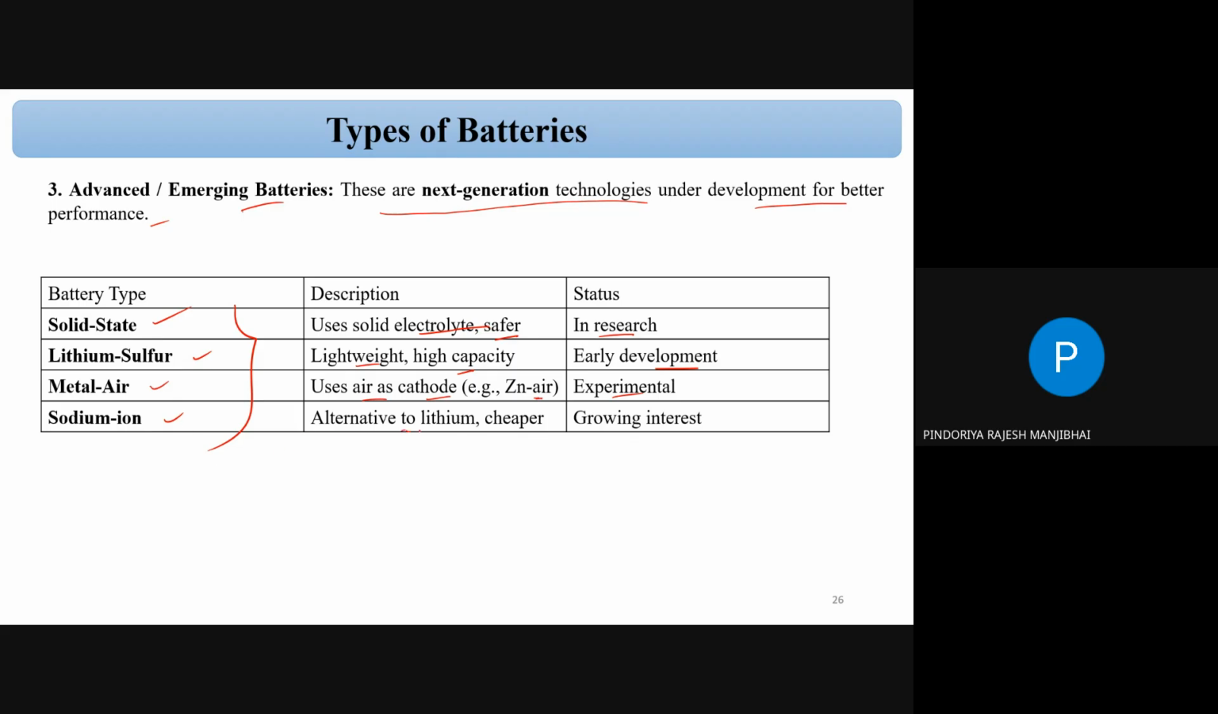Sodium ion, an alternative to lithium, is cheaper and of growing interest. So maybe after the lithium ion, the sodium ion is the next generation for the battery. Maybe we can replace the lithium ion battery with the sodium ion as well as the solid state. These are advanced emerging battery technologies. Suppose you are interested in batteries, then you can take the solid state battery, but it is not related to our electrical engineering work. It is totally a chemical and chemistry area.